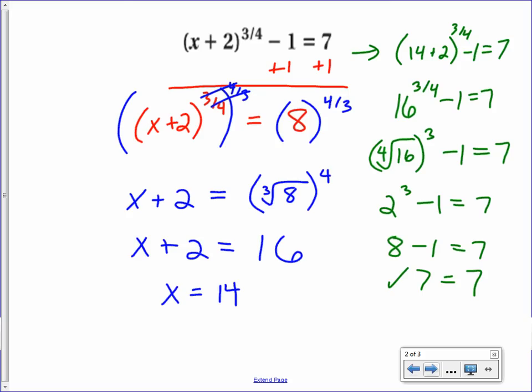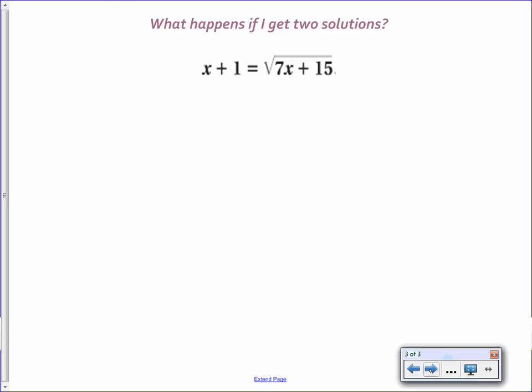Now you might be wondering, why do I have to go through all this process of checking if it's always going to work? And the reason is it's not always going to work. And on the next slide, we'll see an example of where one of your answers might not work. Okay, so what happens if I get 2 solutions? Let's see how come we end up getting 2 solutions here.